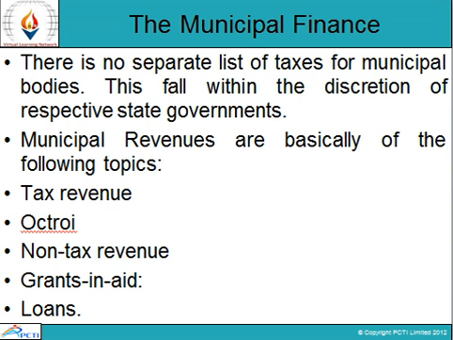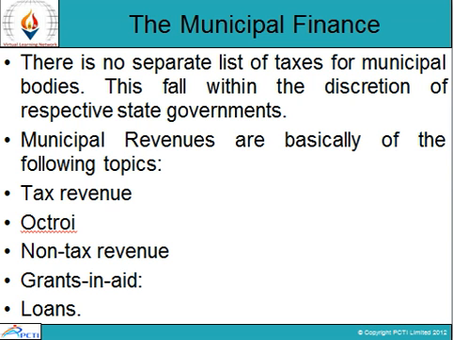Next is municipal finance. There is no separate list of taxes for municipal bodies. This falls within the discretion of the respective state government. Municipal revenues are basically of the following types. These are the tax revenues. The major taxes levied by urban local government are tax on property including service levy on water supply, conservancy, drainage, lighting and garbage disposal, tax on profession, and tax on vehicle.